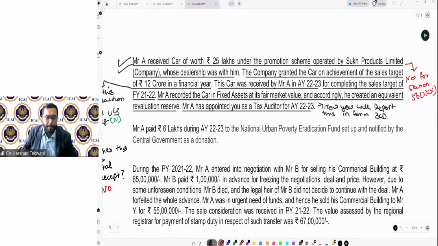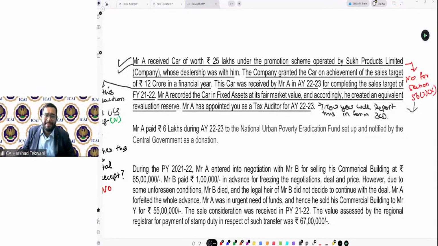Now I'll tell you why. Because there is a definition given of other properties. 56(2)(x) talks about any property other than immovable property, and if you see the definition of property given under that section, it talks about shares, securities, jewelry, archaeological collection, drawings, paintings, sculpture, any work of art, bullion, and immovable property.